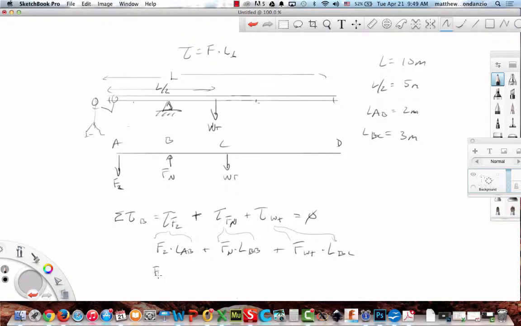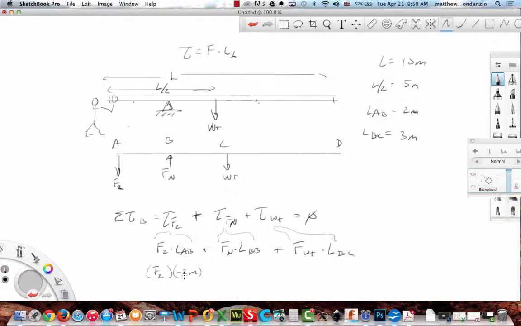So if I know I'm looking for F2, do I know my F2? No. Do I know the length between A and B? Yeah. What is it? 2. But is it negative or positive? It's negative because it's to the left of the center. Yeah, it's negative because it's to the left of the point around which I'm summing my torques. So it's F2 times negative 2 meters. Does everyone understand that point? Why it's negative 2? Okay.